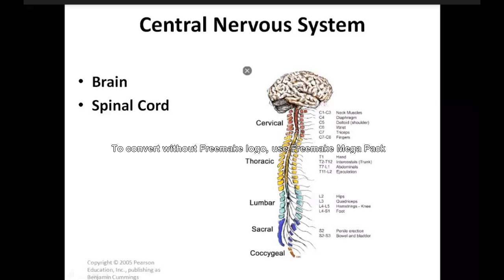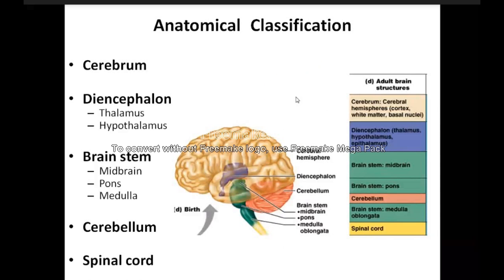Now, coming to the different anatomical classification, like how it is further divided into different parts, so that you study the central nervous system under different categories. The first one is the cerebrum. In this figure you can see the cerebral hemisphere. The cerebrum mainly consists of two cerebral hemispheres. It consists of the cortex, the white matter, as well as the basal nuclei. So this is the cerebrum.